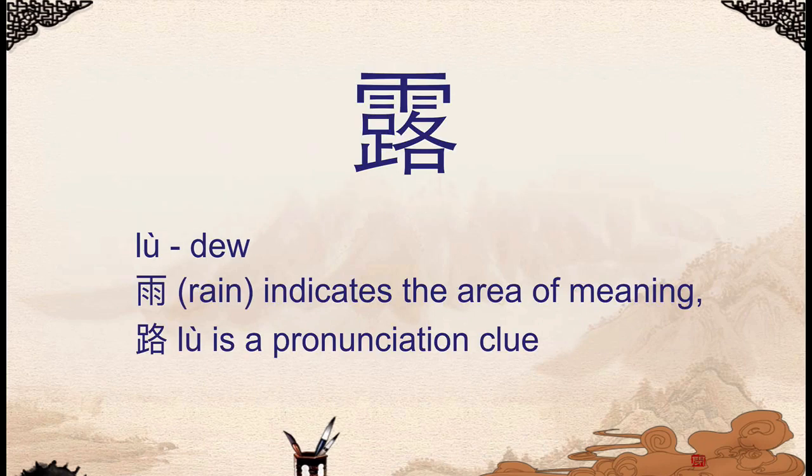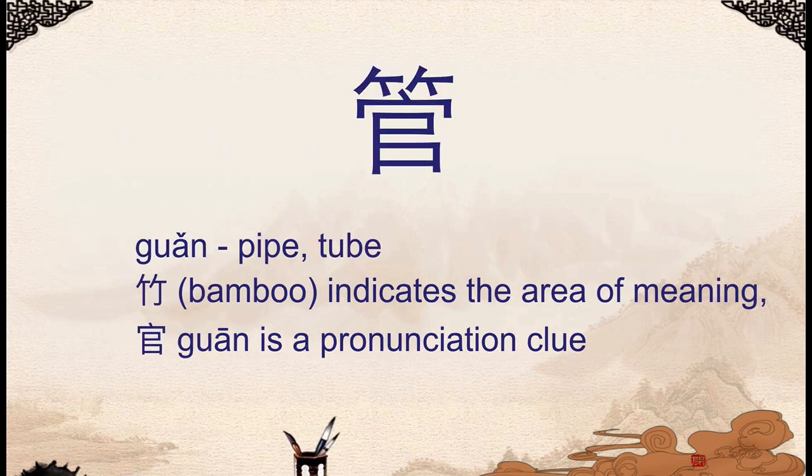Lu means dew. And the top half of this character, yu, means rain. So this indicates the area of meaning. Rain is related to dew. And lu, the bottom half of this character, is pronounced the same as the whole character. So this is the pronunciation clue.